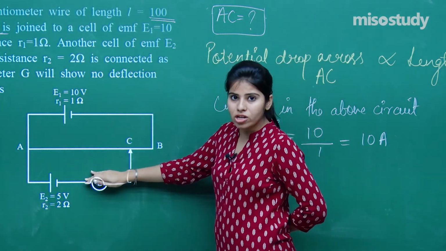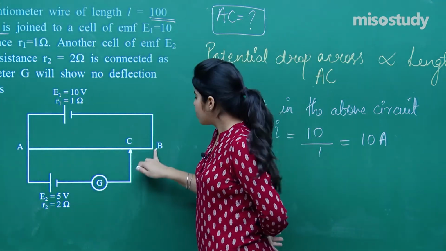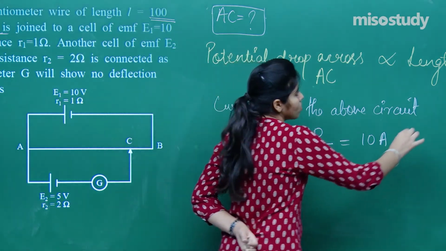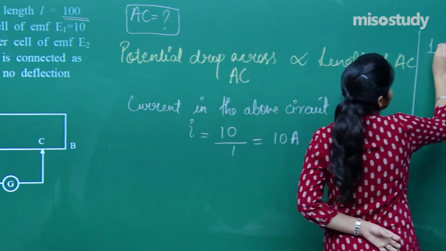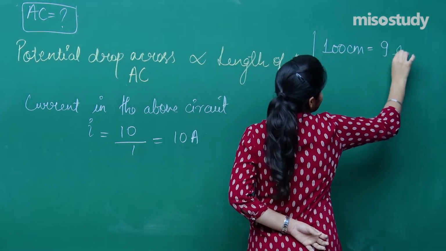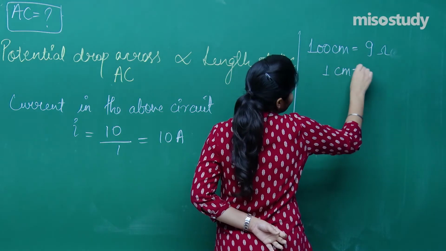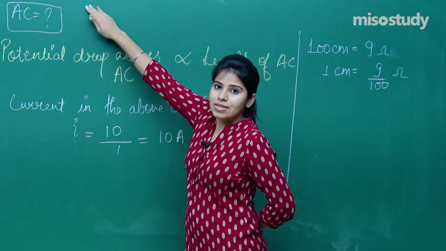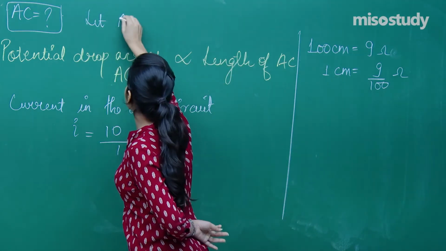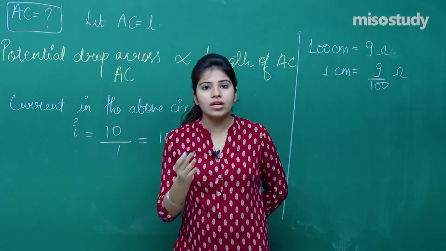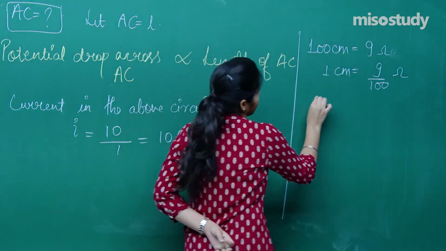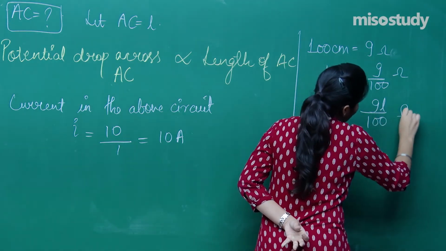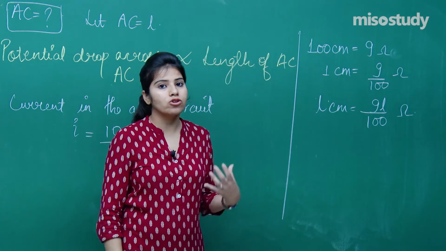Now to find out the potential drop across AC, we know that this AB is having 100 centimeter length and the resistance 9 ohm. So just come with me this side. If 100 centimeter of wire has 9 ohm resistance, so 1 centimeter of wire will be having 9 upon 100 ohm resistance. I have to find out the value of AC. Let us suppose that AC equals L. Now the resistance of this particular length AC, that means L centimeter, will be 9 upon 100 into L ohm. Now we can easily find out the potential drop across AC.